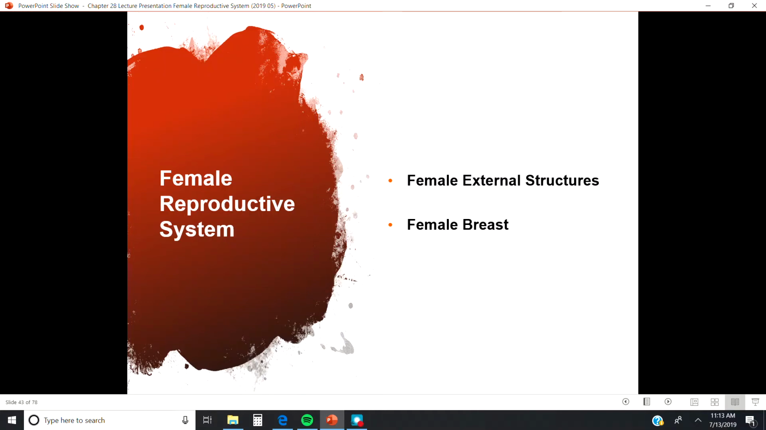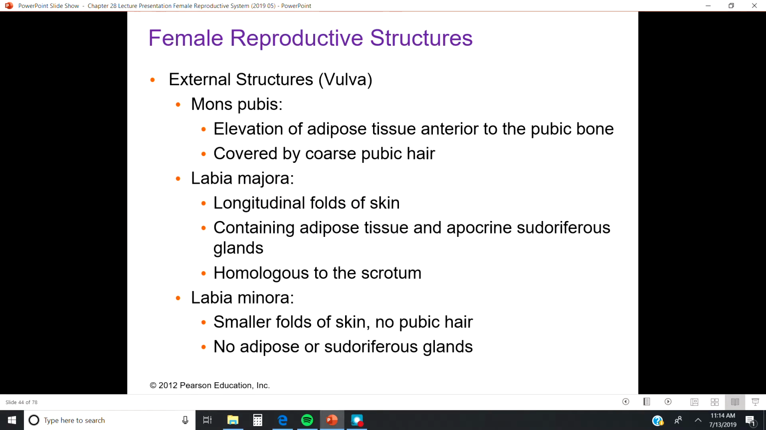In this lesson, we'll take a look at the external structures of the female reproductive system and the female breast. So there's a number of structures on the outside of the female reproductive system. I listed here external structures, but a lot of times, even in clinical medicine, they call this the vulva. You may hear the term pudendum. Those all represent external structures.